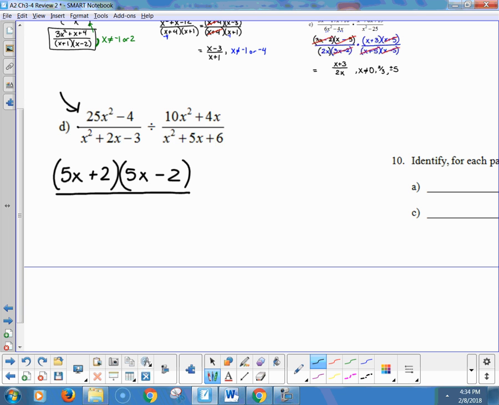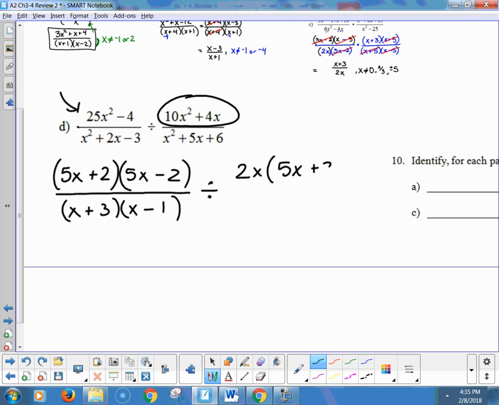Over here, this is x plus 3 and x minus 1, divided by, this top has a common term. We could pull out a 2x, and what would be left is 5x plus 2 over x plus 2 and x plus 3.